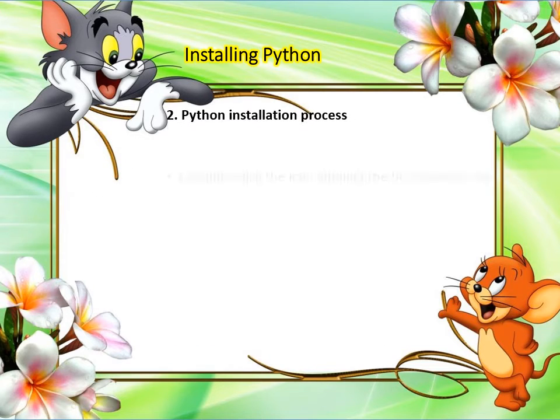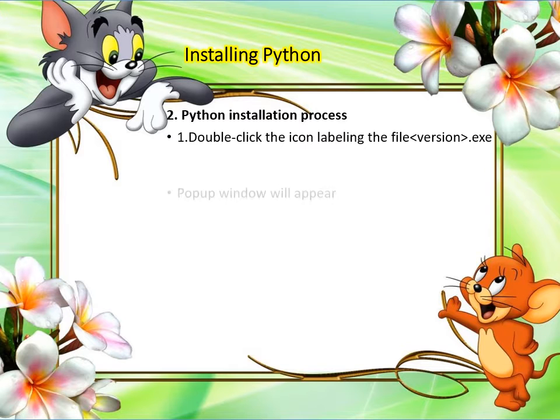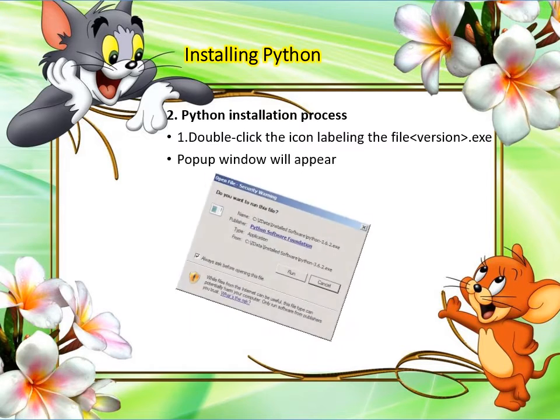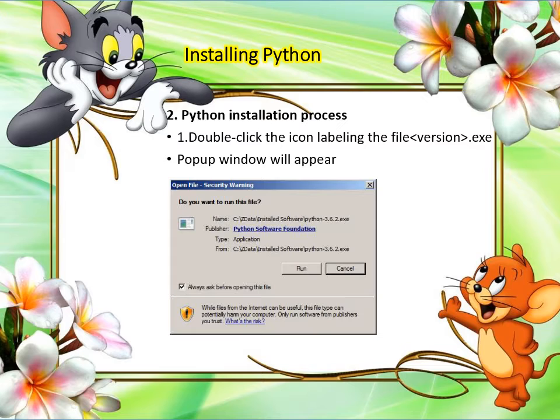After downloading, you can install it. Double click the application file, the exe file, and a window will appear. You can click run. This is shown for version 3.6.2, and you click the run option.